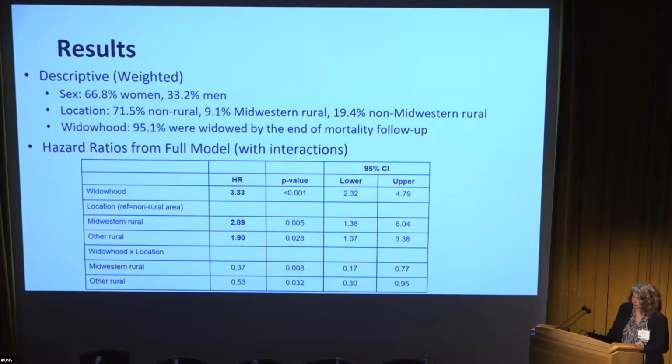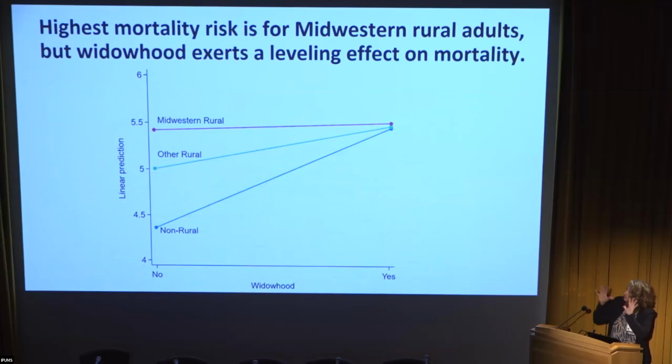living in farm crisis affected areas, had a hazard ratio of 2.89, and those in other rural areas had a hazard ratio of 1.9. So we summarize the main finding of the model here, which is that among older adults who had not yet experienced widowhood, so over all the way to the left, those living in Midwestern rural areas experienced the highest overall mortality risk. With the onset of widowhood, differences in mortality by geographic location largely disappeared. In other words, widowhood appeared to exert a leveling effect on geographic differences in mortality for older adults.